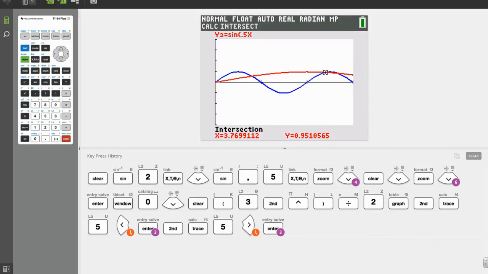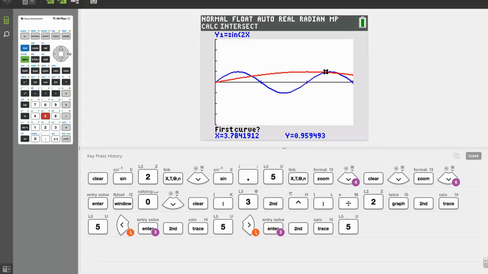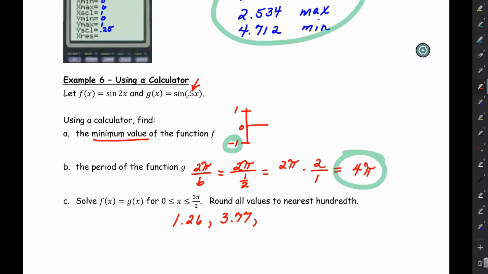And the last one, second trace, number 5. Just move near that intersection. You want to be nearest to the intersection you want to find. Enter 3 times, and this time we get 4.19.